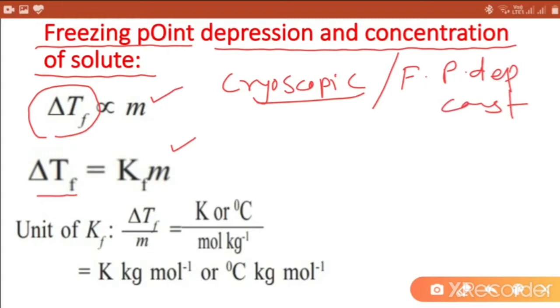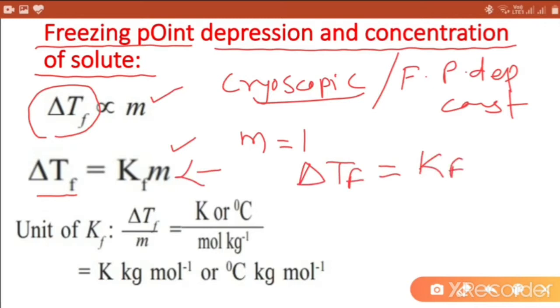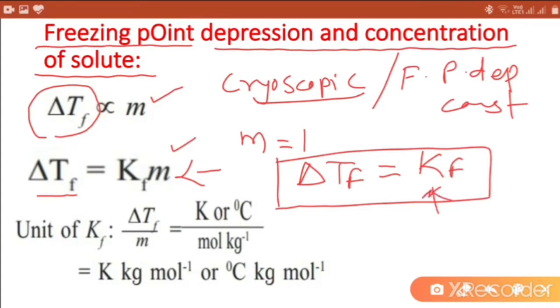If small m is equal to 1, means molality of solution is 1, this equation becomes delta TF is equal to Kf. This means the cryoscopic constant is the depression in freezing point produced by a 1 molal solution of a non-volatile solute.